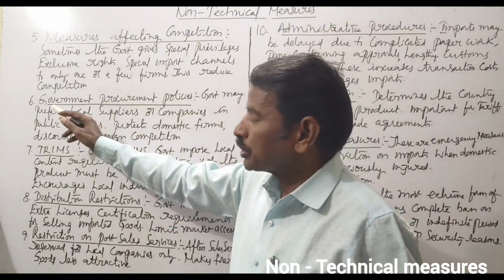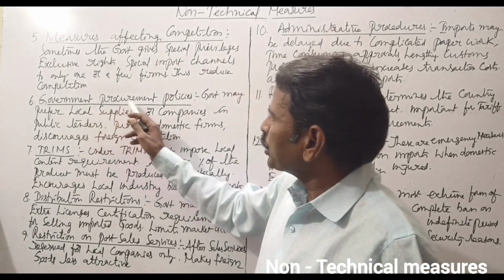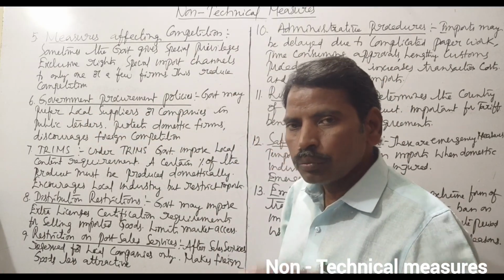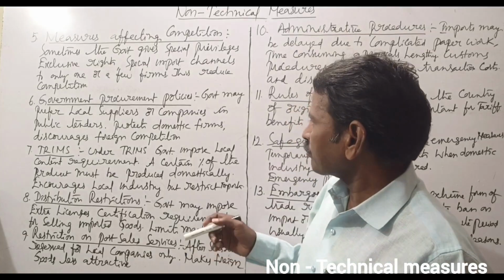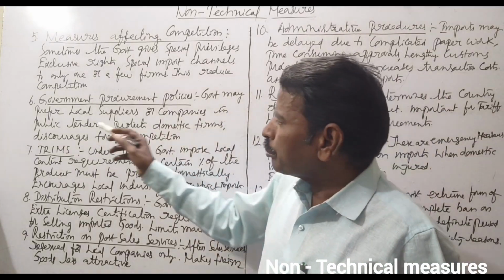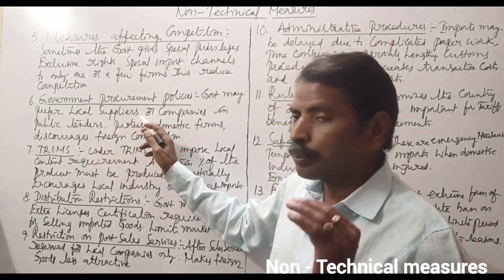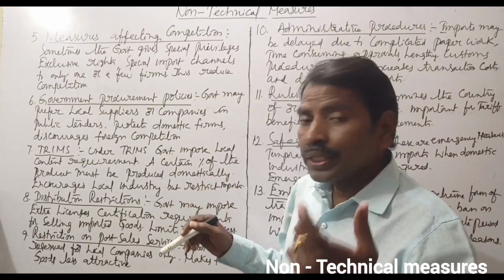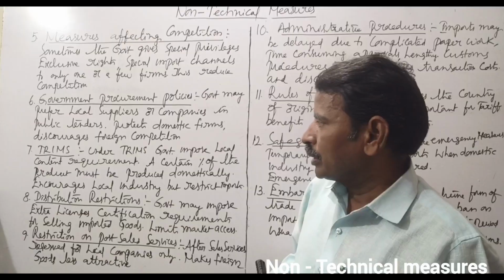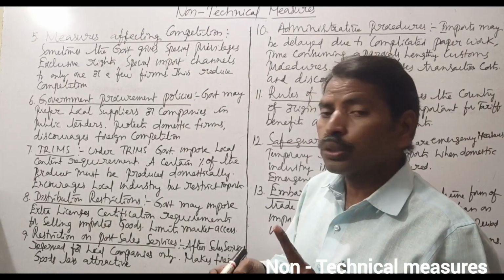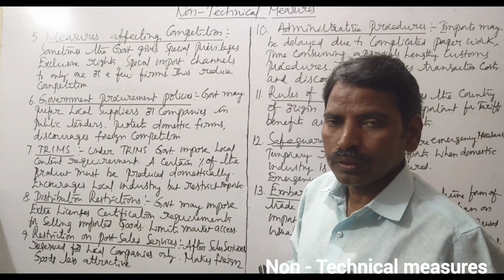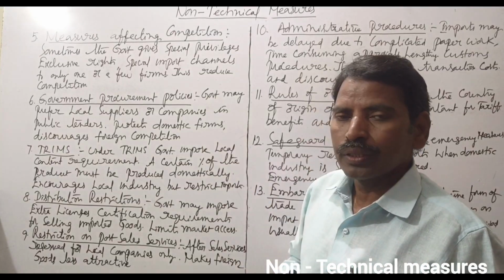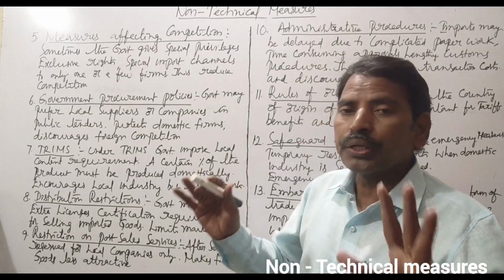Another one, the sixth one, is government procurement policies. Government may prefer local suppliers or local companies in public tenders. This protects domestic firms and discourages foreign competition.